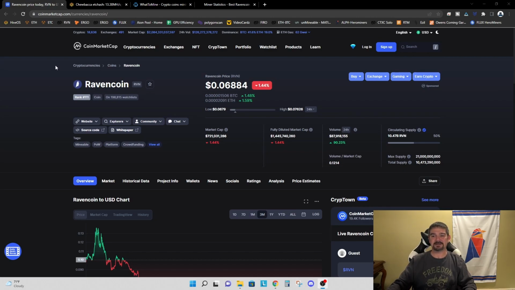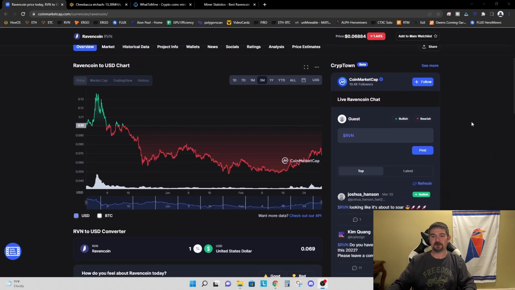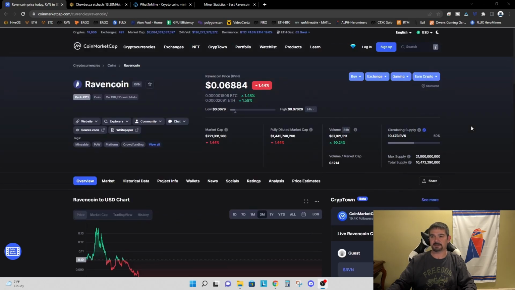So let's take a look at CoinMarketCap. Today is March 31st, 2022. The price of Raven is about 6.9 cents, down a little over 1% on the day. If we scroll down and look at the 3 month, you can see we are off of the high of around 13 cents right around the time of the halving back in January. But we have recovered from that low down around 5 cents to get back to around 7 cents today.